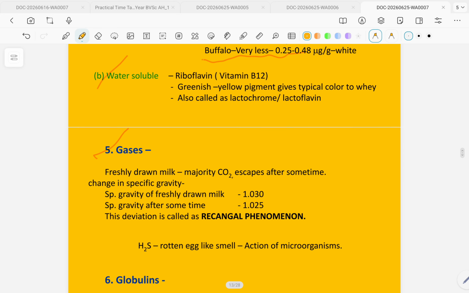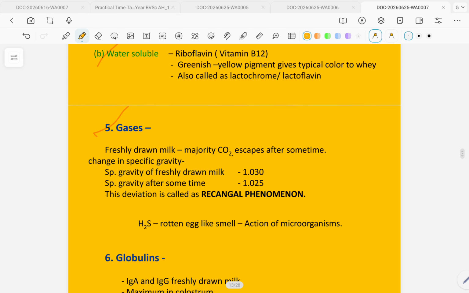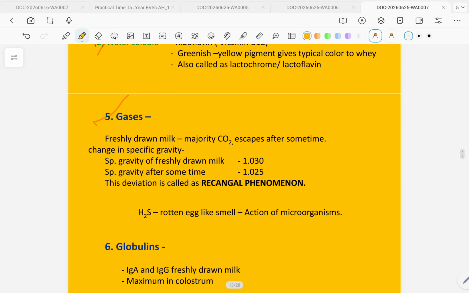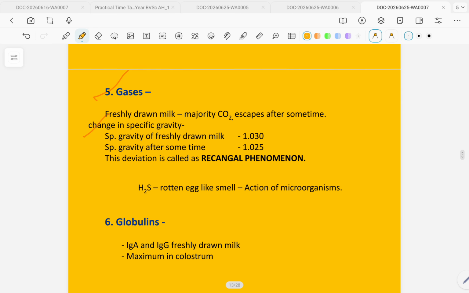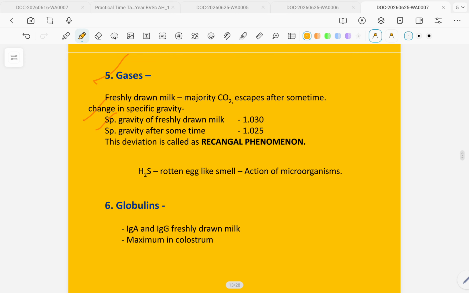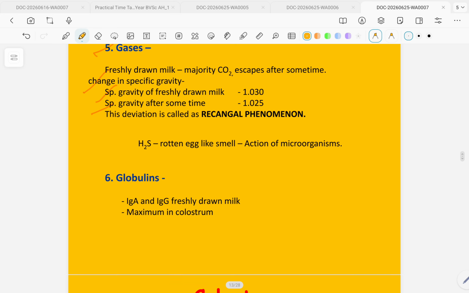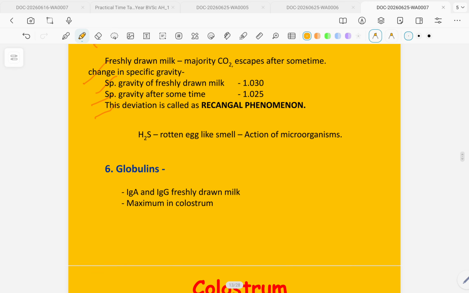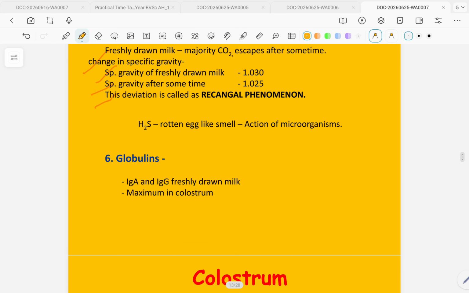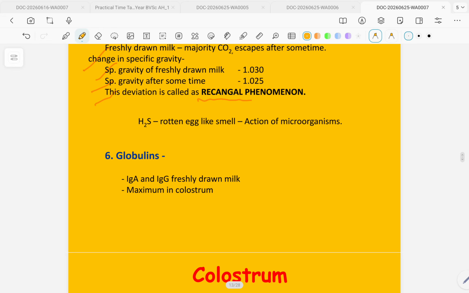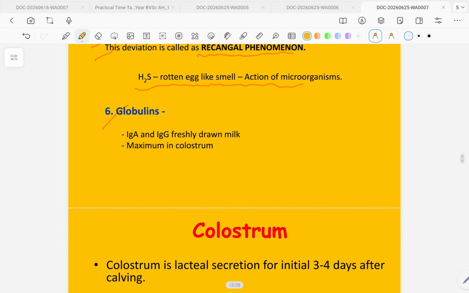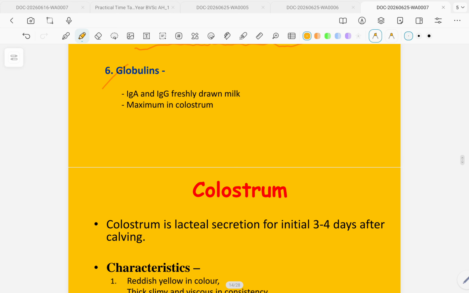Gases: in freshly drawn milk, the majority of CO2 escapes after some time, changing specific gravity. Specific gravity of freshly drawn milk is 1.030; after some time it is 1.025. This deviation is called the Richmond phenomenon. H2S gives a rotten egg-like smell due to action of microorganisms. Globulins IgA and IgG are in freshly drawn milk, maximum in colostrum.